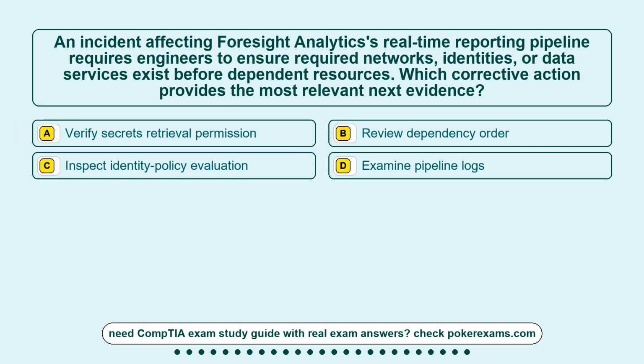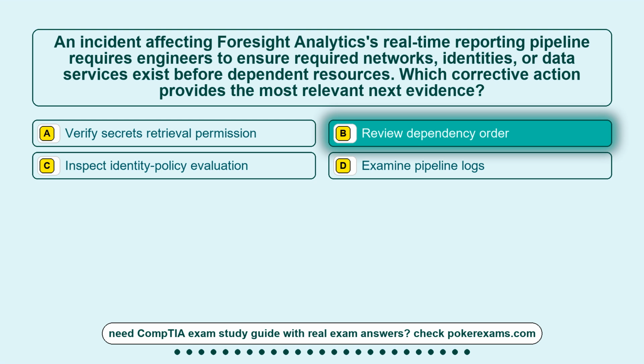Question 25. An incident affecting Foresight Analytics' real-time reporting pipeline requires engineers to ensure required networks, identities, or data services exist before dependent resources. Which corrective action provides the most relevant next evidence? Option A. Verify secrets retrieval permission. Option B. Review dependency order. Option C. Inspect identity-policy evaluation. Option D. Examine pipeline logs. The correct answer is option B.